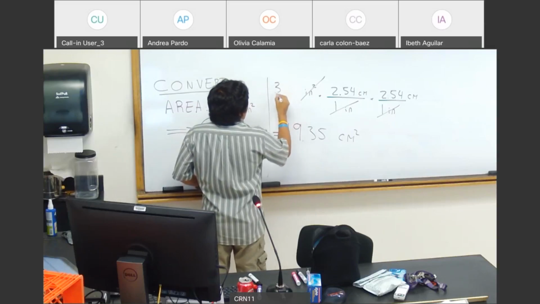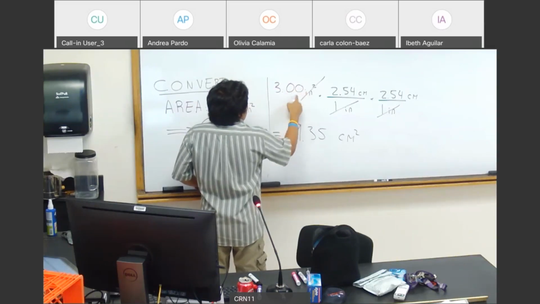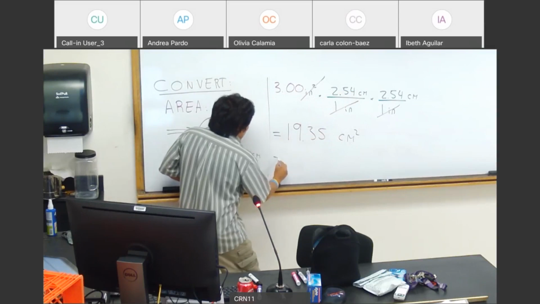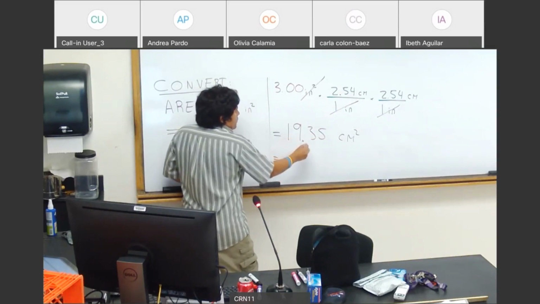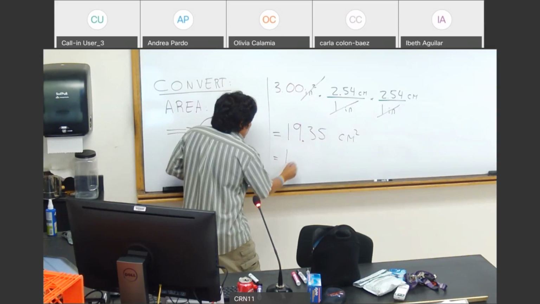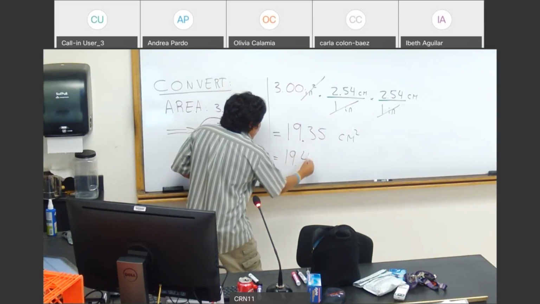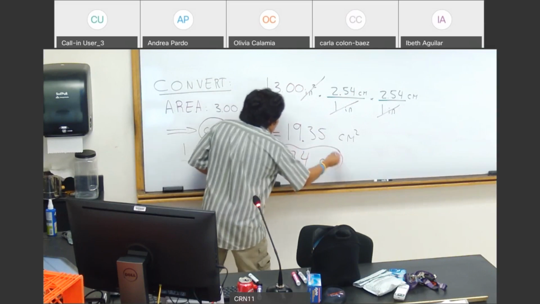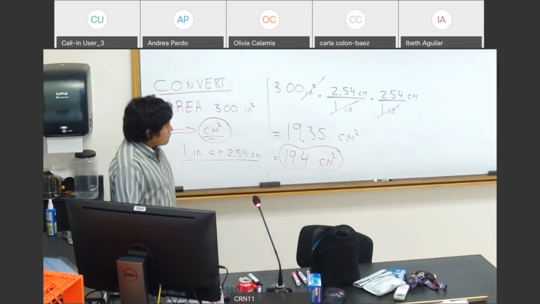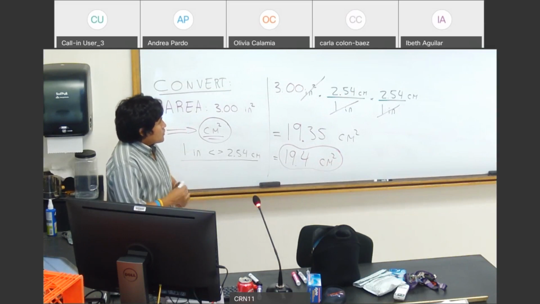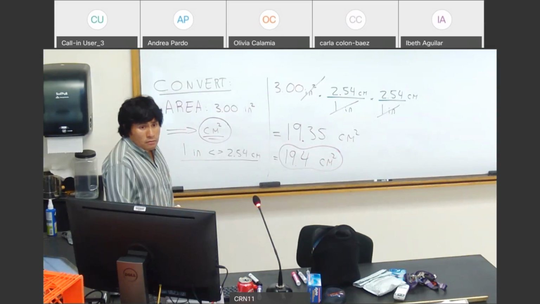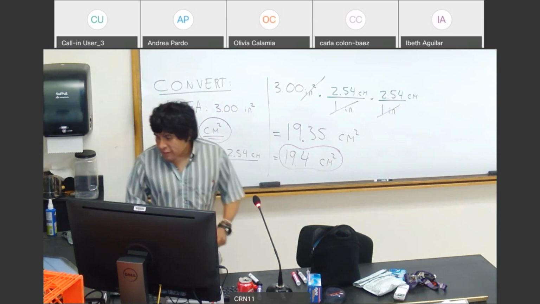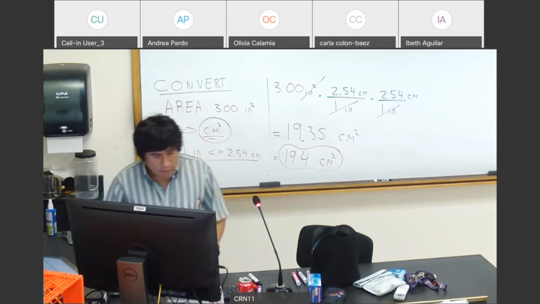So here, 3.00, 3 significant figures, the final answer should have 3 significant figures. So how do I round 19.35? I will do 19.4 centimeters square. This is actually more accurate. All right. So that's basically how you convert. That should help you for some of those exercises that are in the worksheet.